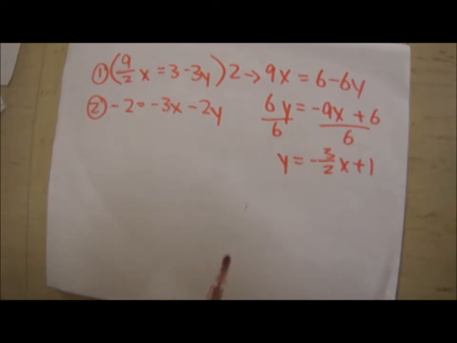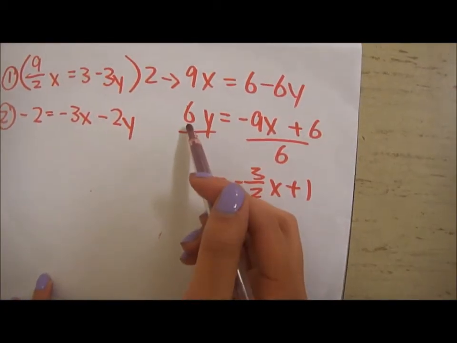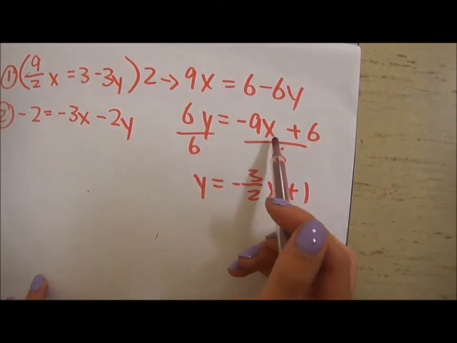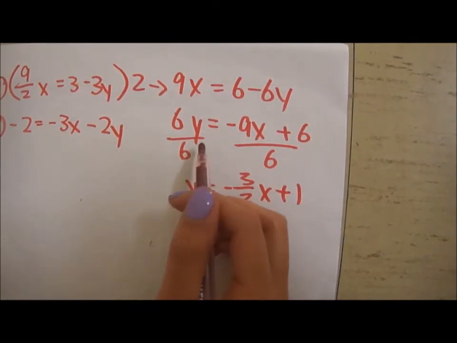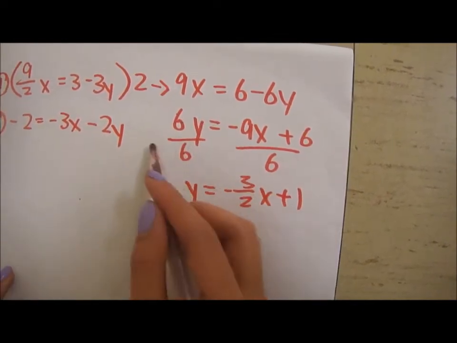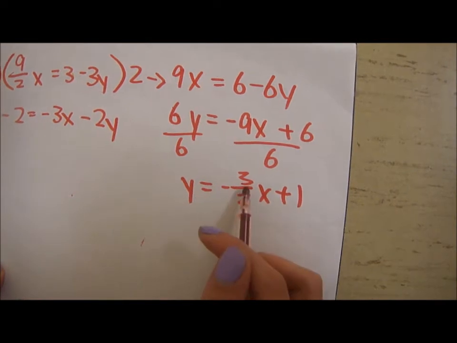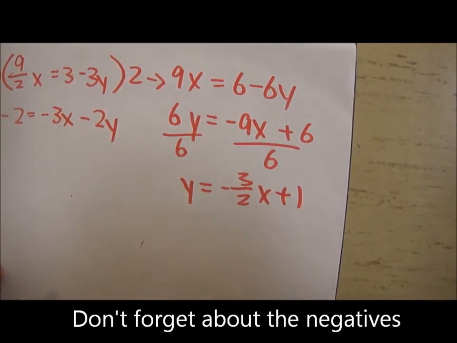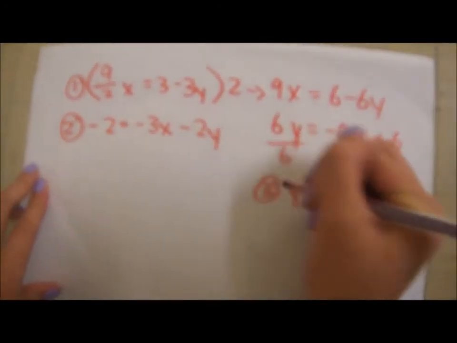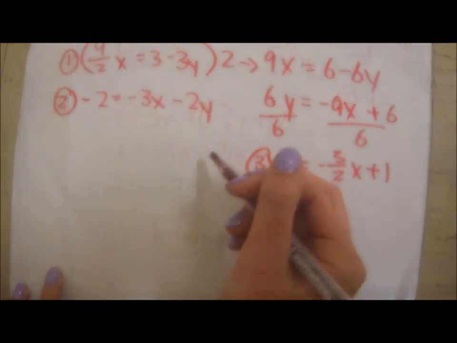And then we have to isolate a variable. So I'm going to move this to the other side. So it becomes 6y equals negative 9x plus 6. And to get rid of the 6, so y will be by itself, we divide by 6. So it becomes y equals negative 3 over 2 x plus 1. Since we have our third equation now, we have to put this into the second equation.